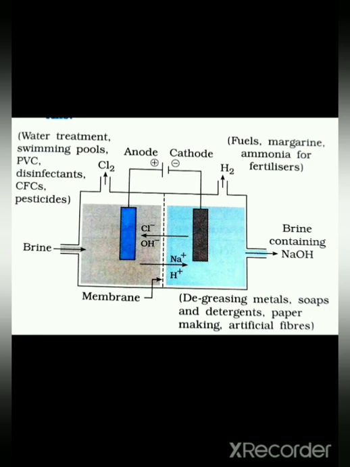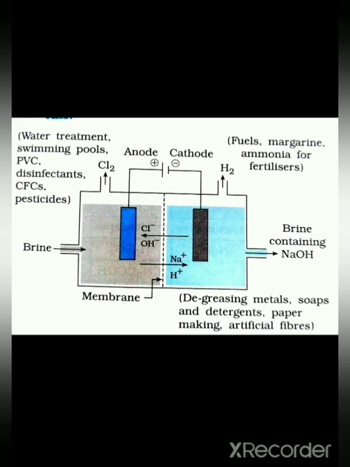See, an aqueous solution of sodium chloride is called brine. We are taking this brine in an electrochemical cell. So this is an electrochemical cell in which we are taking brine, that is an aqueous solution of sodium chloride. When it is electrolyzed, it decomposes to form sodium hydroxide. So we will carry out the electrolytic decomposition of sodium chloride, and due to that we can obtain NaOH, that is sodium hydroxide.